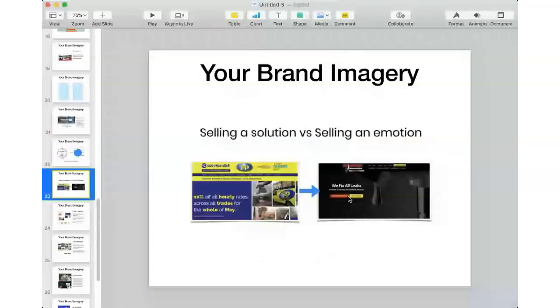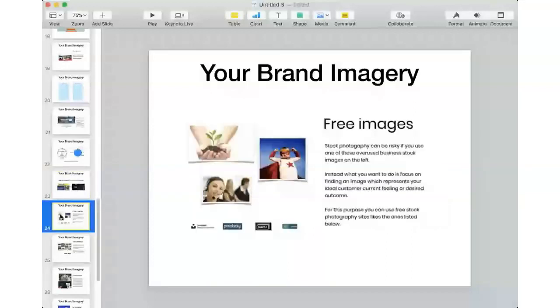I want to see the current feeling and the desired outcome. And what I saw in every single plumbing picture was this. I don't know why it is that plumbers just absolutely love having their logo on their vehicle wrap, but that seems to be a really popular thing.